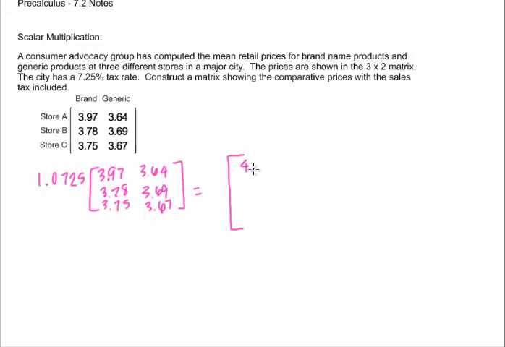So $4.26, $4.05, $4.02, and then the generic is going to be $3.90. And again, this is with your tax figured in here, so $3.96 and $3.93. So there's your matrix, and you can use that in a lot of different ways if you're comparing prices and exactly how things are going to work and get marked up.